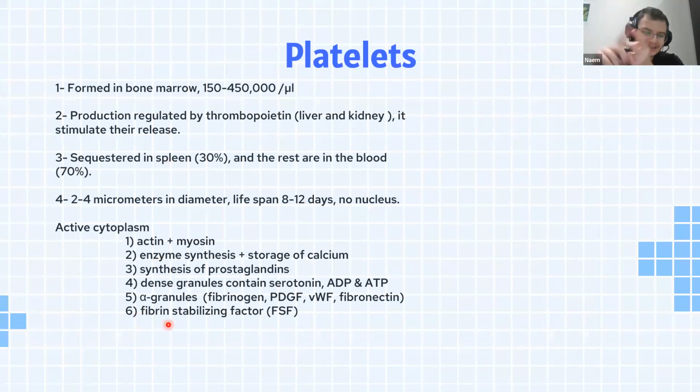Now, these are everything that you're going to find in the platelet cytoplasm. We're talking about actin and myosin, enzyme synthesis, storage for calcium, synthesis of prostaglandins, dense granules, and alpha granules. We're going to talk about these granules later, but again, they're pure information to memorize. These are a couple of things in the platelet. Now I'm going to talk about their function.